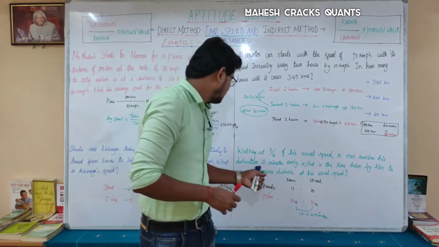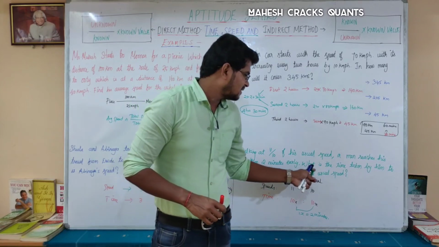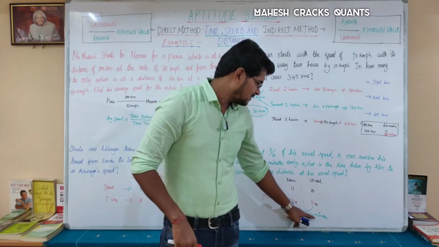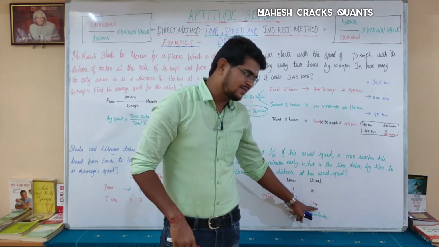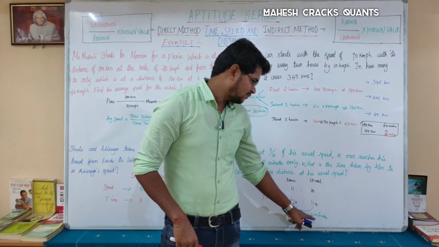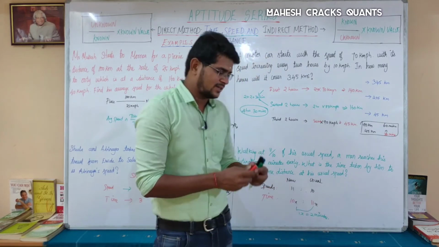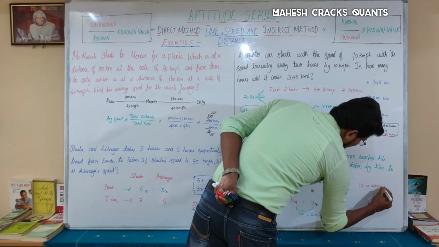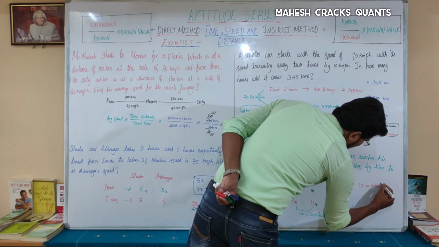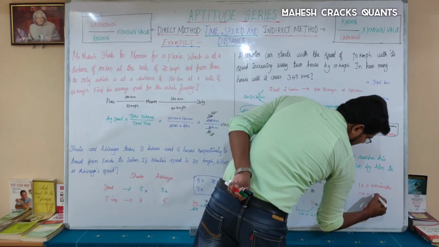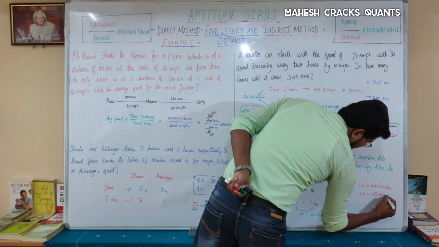What is the question now? Cover the same distance at his usual speed. You have to find his usual time. So you have 1x equal to 2 minutes. Usual time is 11x and new time is 10x. If you want to find 11x, then substitute 1x. So 1x is 2 minutes. What is 11x? 11 times 1x is equal to 22 minutes.